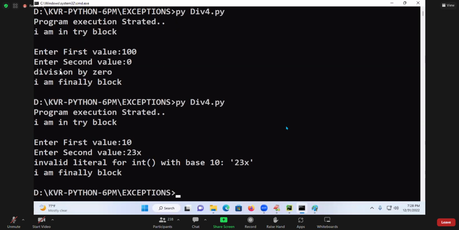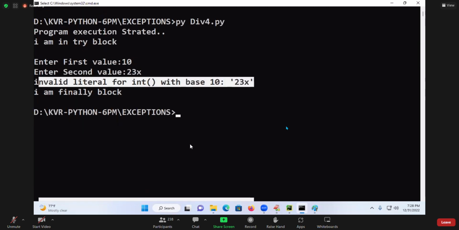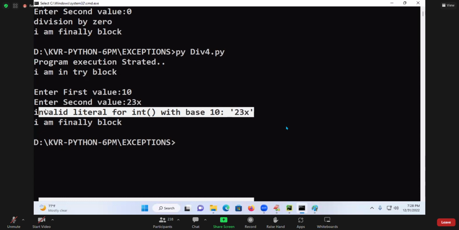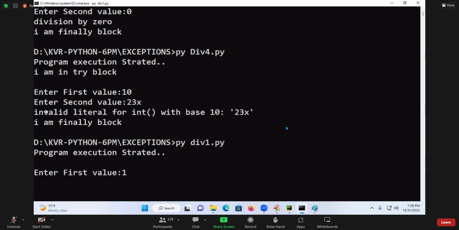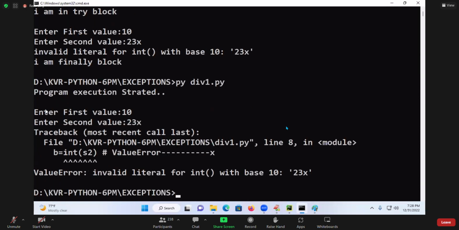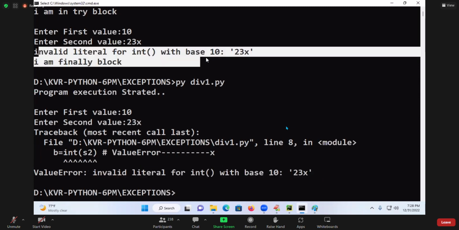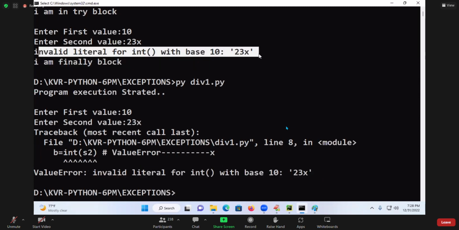HYD I will take it. Just run this code once. Run this code once more. div4.py. Say 100 and 0. What is the message coming? Division by zero. Next you say 10 and 23x. What is the message coming? Invalid literal for int. Previously, was this message coming or not? Those technical error messages. See once again, div1, 10 and then 23x. What was the message coming? Because of the ValueError this is coming, or not? That is the message I am printing.